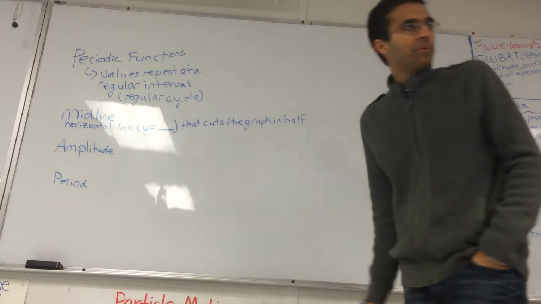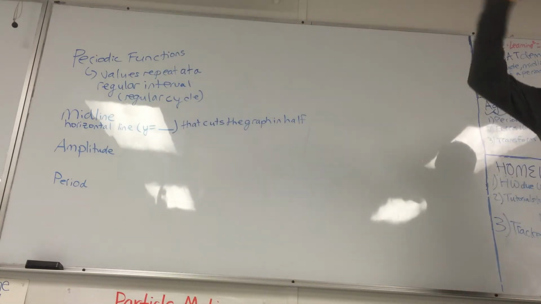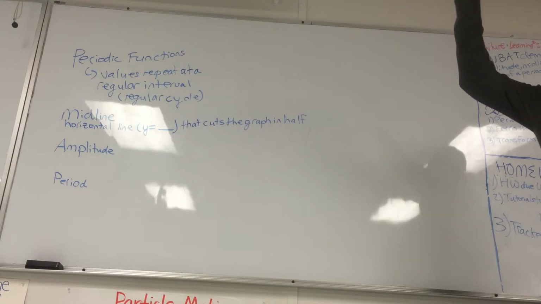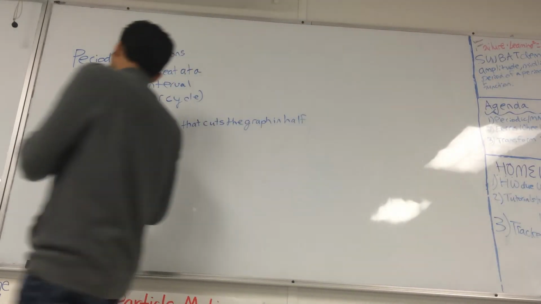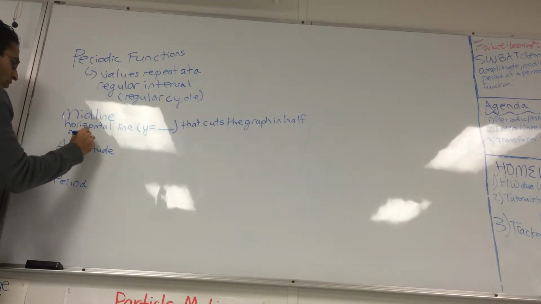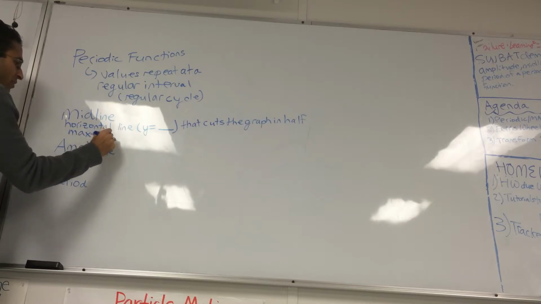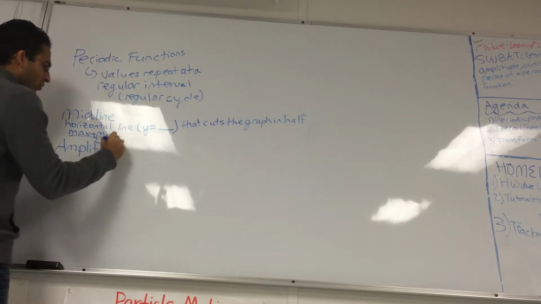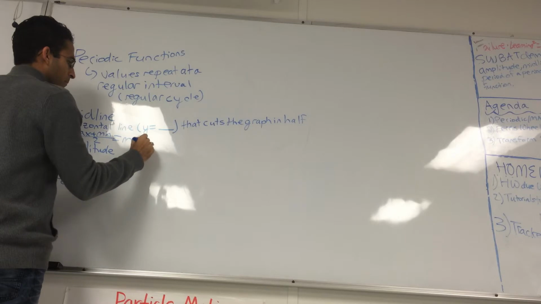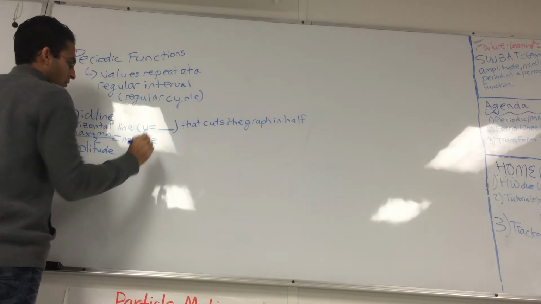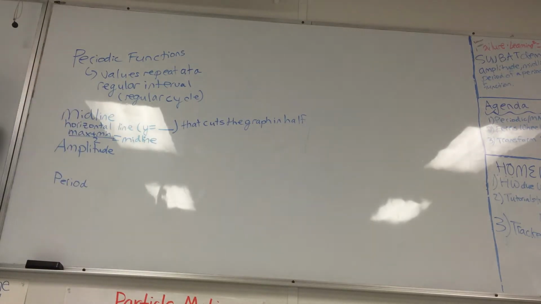Right. And we talked about the formula was maximum value plus the minimum value divided by 2. It was max plus min divided by 2 equals midline. You gotta stop me as I go along if there are questions.